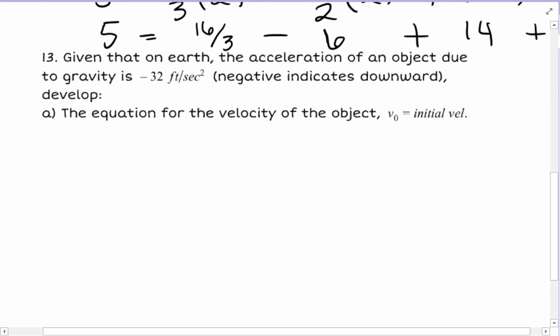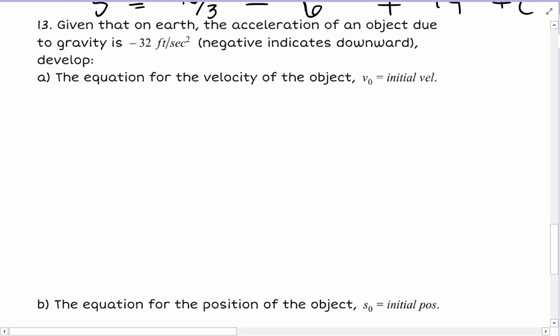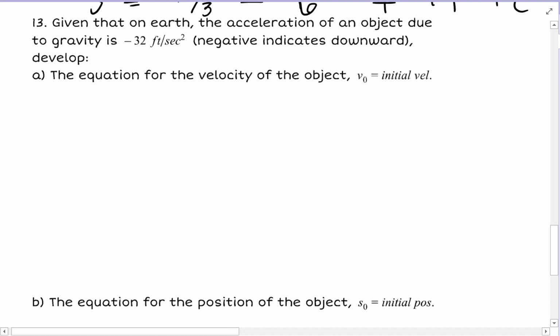Given that on Earth the acceleration of an object due to gravity is negative 32 feet per second squared, negative indicating downward movement because gravity pulls objects down. So we're going to, from that, develop the equation for the velocity of the object. And they've given us some notation that may help us. That initial velocity is written as v sub 0.